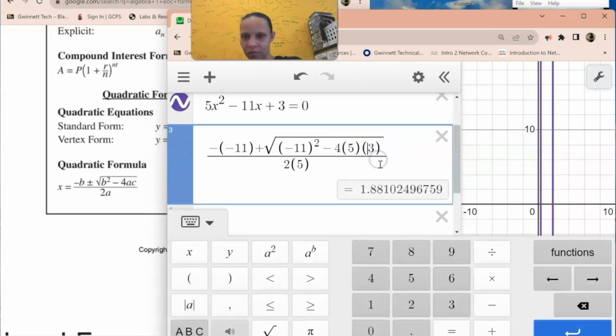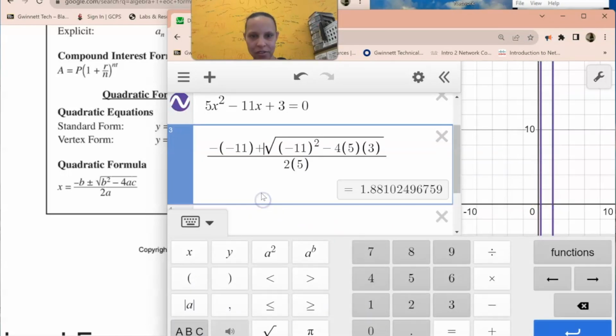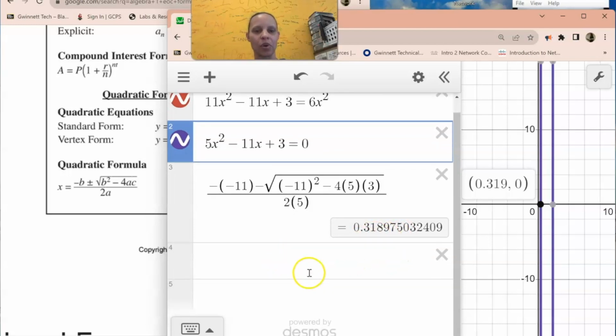All right, boom. And notice, if I have plus, let me go check my answers to make sure I did this correct. One of the answers should be 1.881, which is true. And then if I have minus, so if I change this to a minus, the other answer is 0.31, which is also true. But you see, this is not a repeating decimal. So this is the problem that we're running into. So you have to simplify all of this.